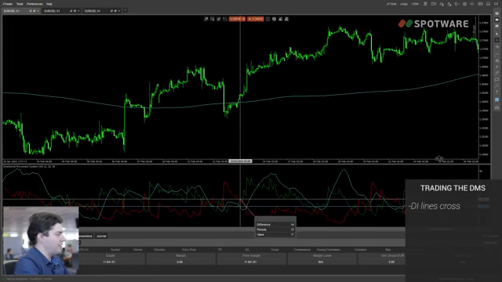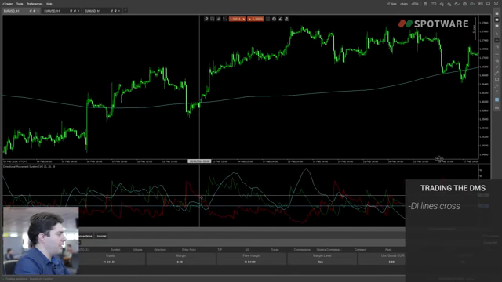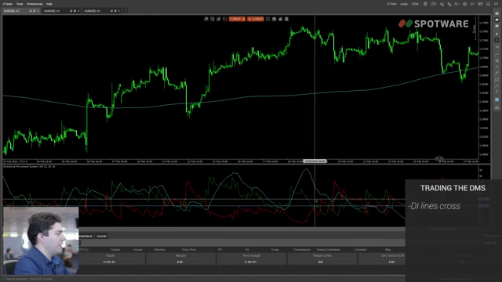Here is a failed signal, for example, that's a short signal. However, you're not supposed to trade randomly every one of the crosses, because you're going to see there are a lot of them, and you're going to be losing a lot of signals.